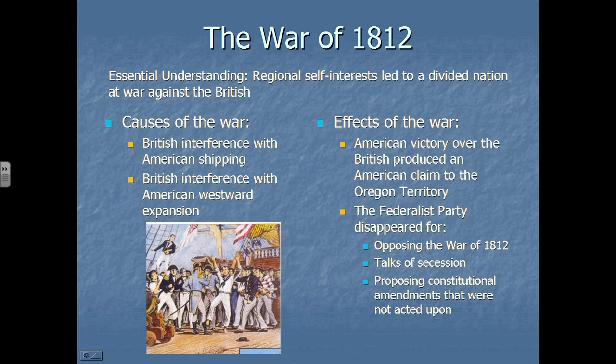One effect of the war is a claim that the United States gains to the Oregon Territory, and the Federalist Party, one of the first two political parties in the country, disappears. The reason it goes is it opposes the War of 1812, which makes it look not very loyal. Also, Federalists in New England actually talk about leaving the Union during the war. They have a meeting during the war and propose several amendments to the Constitution that would have given New England and the Federalists more power. However, these were not acted upon.